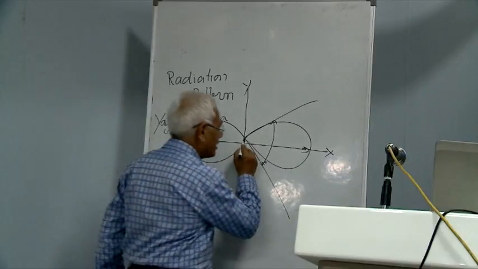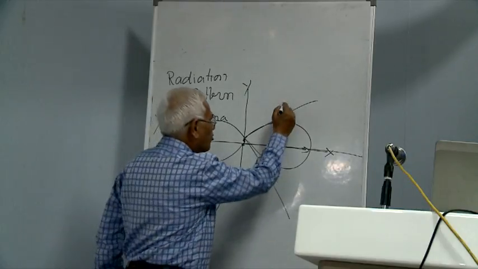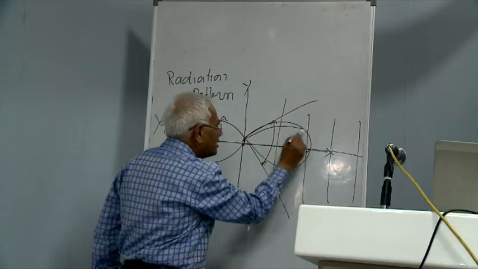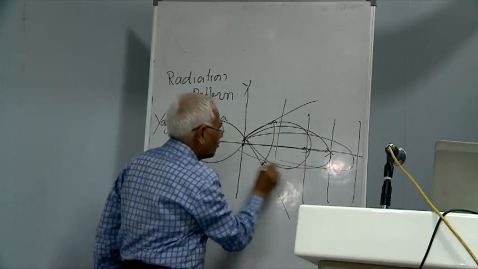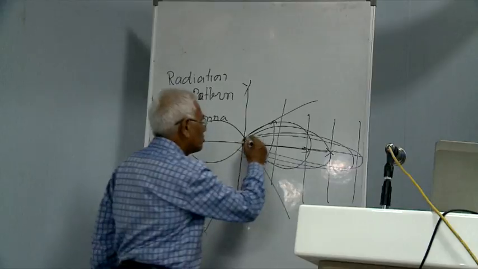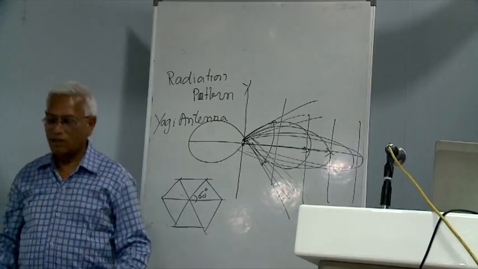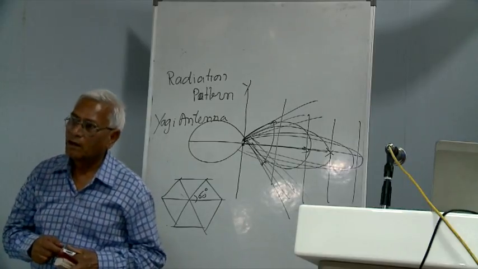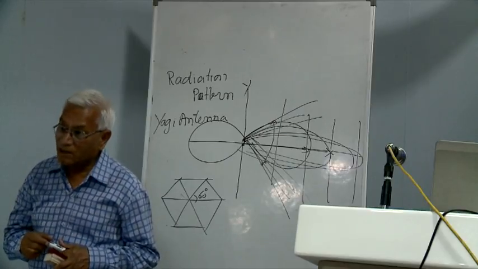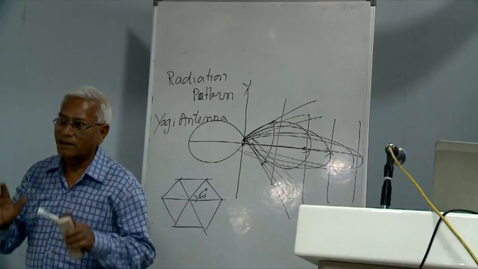If you take this as a base, and go on putting the directors, what you are doing? You are changing the angles, reducing the angles. Angle is continuously changing. It means it is possible to reduce the radiation angle. It is possible to increase also, but rare chances. Very rare chances to increase the angle.